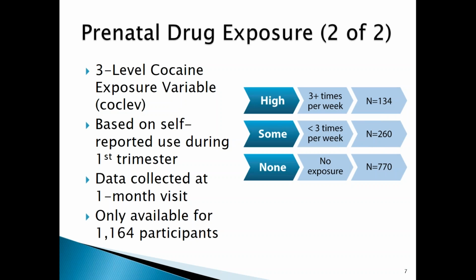This is all based on the maternal self-reported use during the first trimester of pregnancy. For example, high cocaine exposure is that the mother said she used cocaine 3 or more times per week. Some is some exposure, but less than 3 times per week, and then there's no exposure. The one caveat with this variable is that it's only available for 1,164 participants. That's because it's based on maternal self-report, and it is the mothers that were present at 1 month.